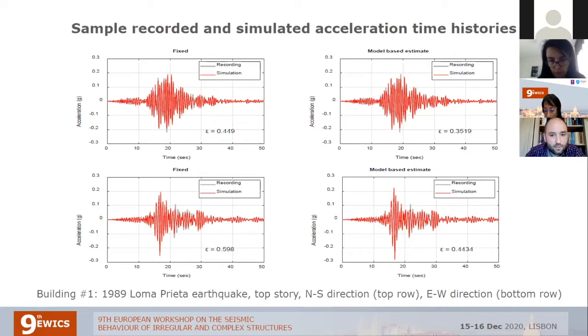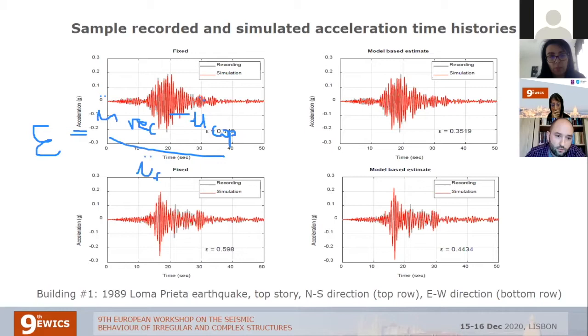And as you can see, the error that we used in this study is actually, let me draw it. The error is actually the U double dot recorded, the acceleration that was recorded, minus U double dot computed, divided by U double dot recorded. So you can see that using the real rotational flexibility results in a decrease of error from 10 to even 15%.